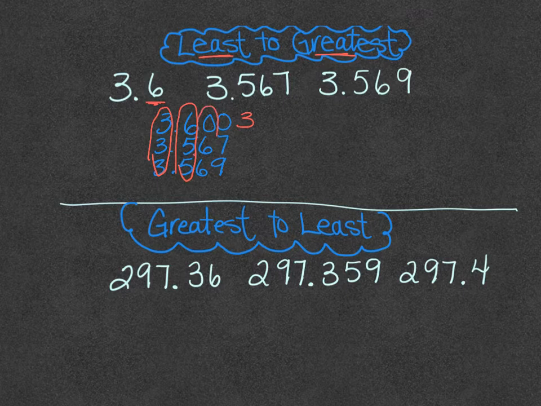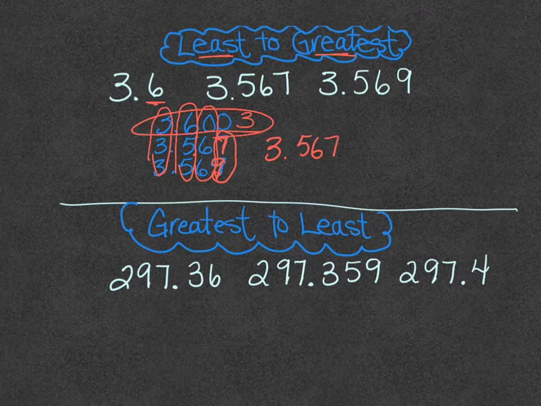Then I'm going to go to the next digit, and we're done with this one now. They're the same. Then I'm going to go to the next digit. So we have a 7 here and a 9. Well, 7 is less than 9, so that one must be the least. So 3 and 567 thousandths is less than 3 and 569 thousandths, which is less than 3 and 6/10.